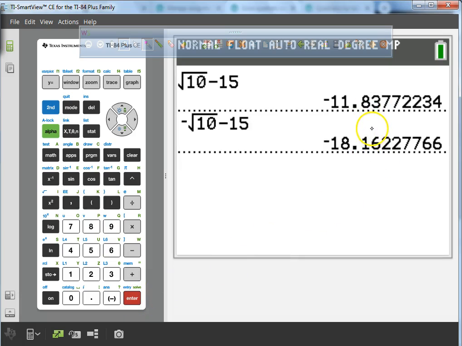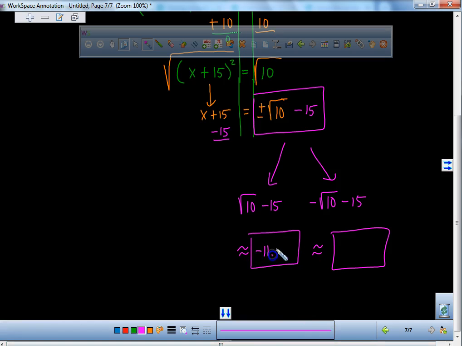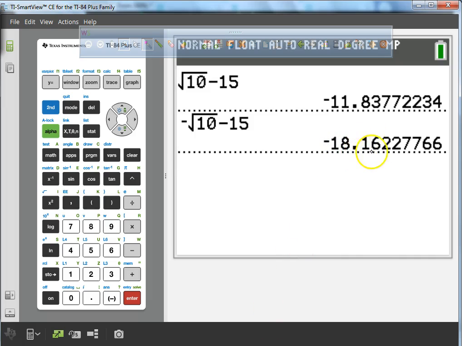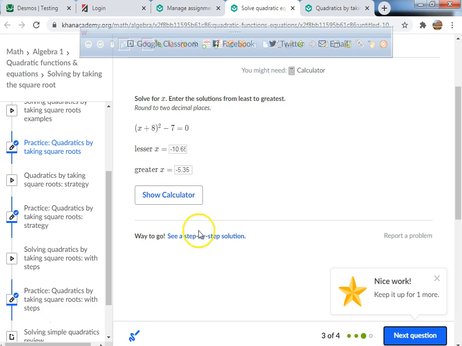So you see these two answers right here? So one of them is what? Negative 11.84. Negative 11.84. And the other one was negative 18.16. So this is the lesser. Ready? That's the lesser. This is the greater. So I'm going to type those in, and then I'm stopping the video. I'm just going to be helping my students. Negative 11.84 and negative 18.16.